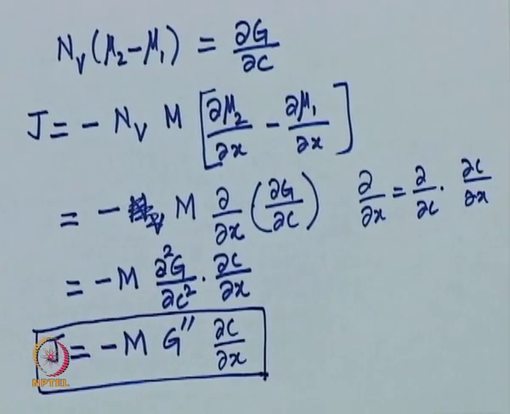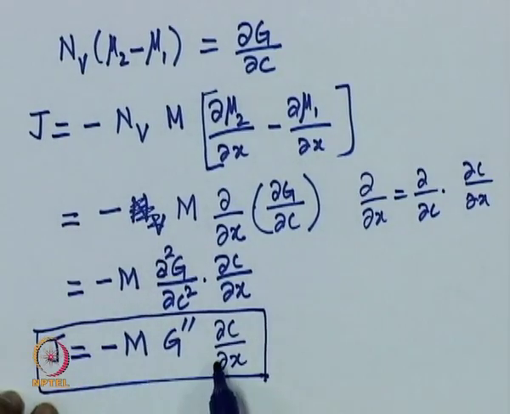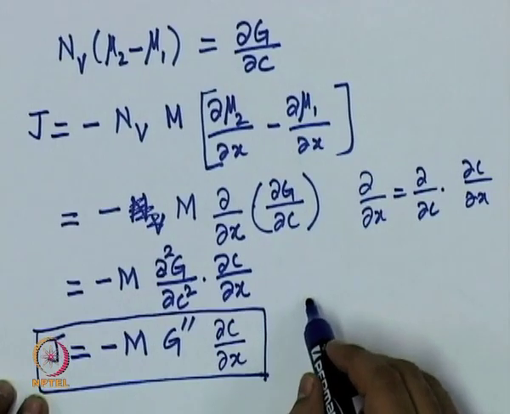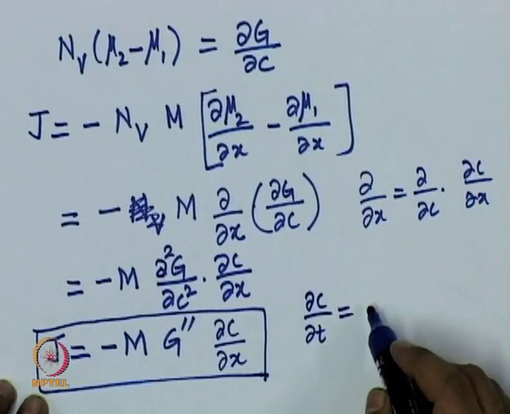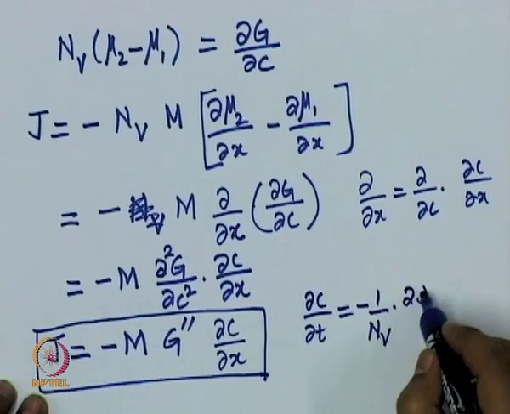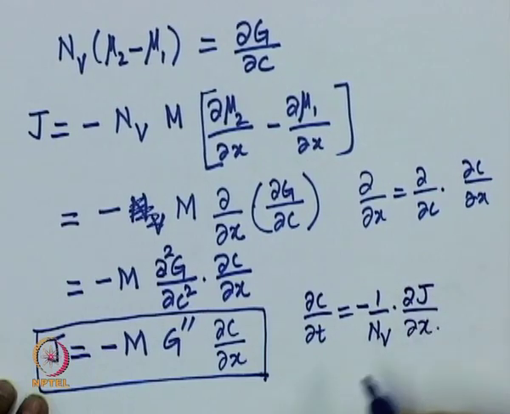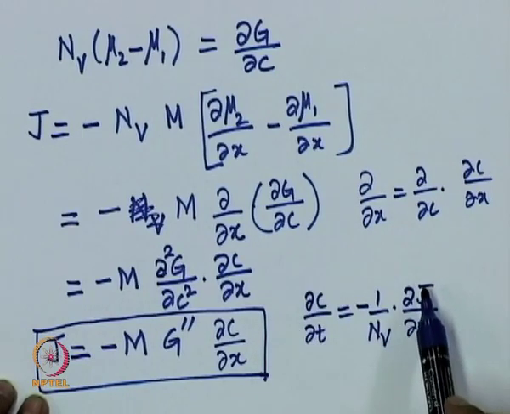So, now we are going to derive. Once you have the expression for j, we know that ∂c/∂t is equal to minus 1 by N_V times ∂j/∂x. Where does this come from? This comes from the mass conservation, right.